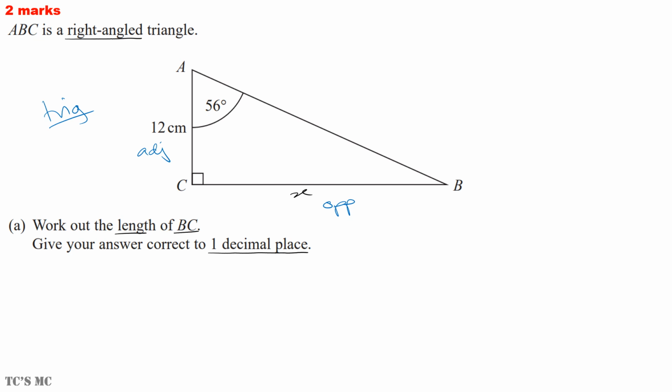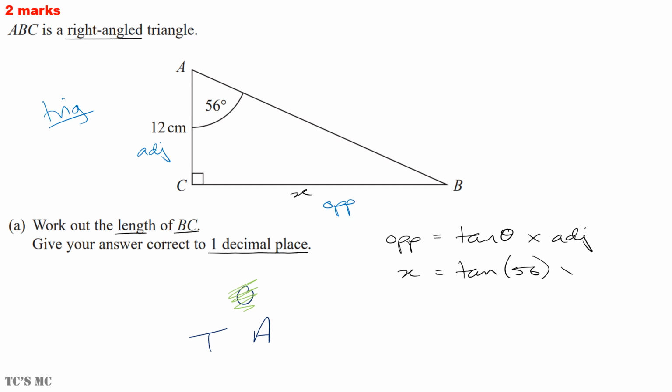The trig ratio with O and A is TOA. As we are working out the opposite, I am going to cross out O. That means I can write the formula as opposite equals tan theta multiplied by adjacent. Now we need to substitute. We have x equals tan in brackets 56 multiplied by 12. We now have 1 mark.